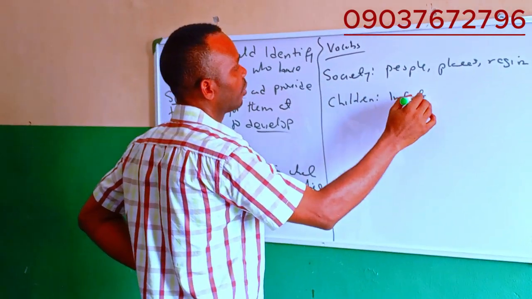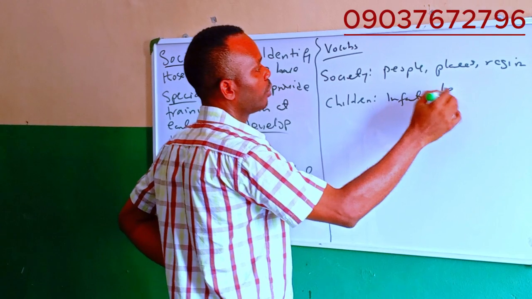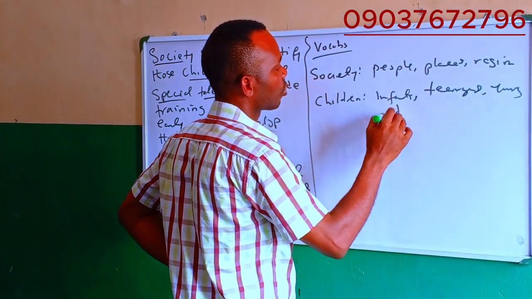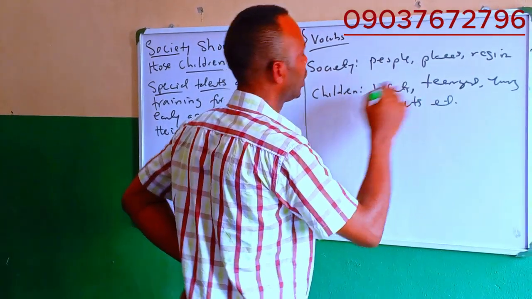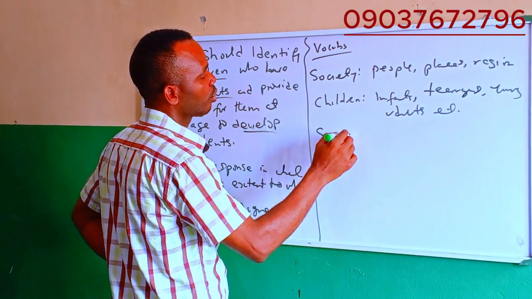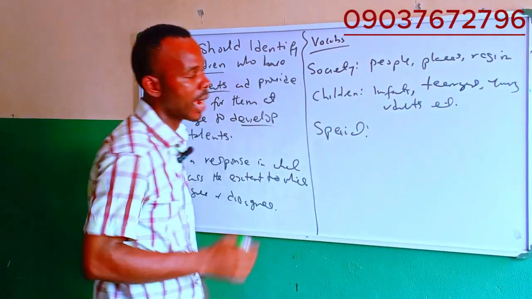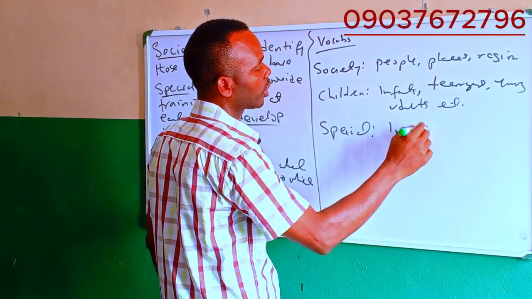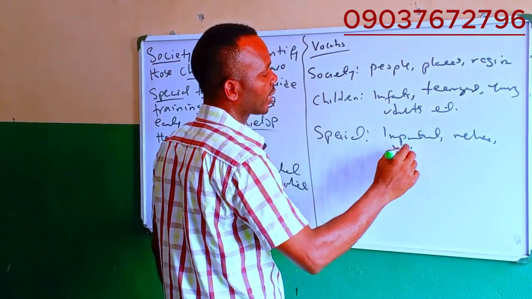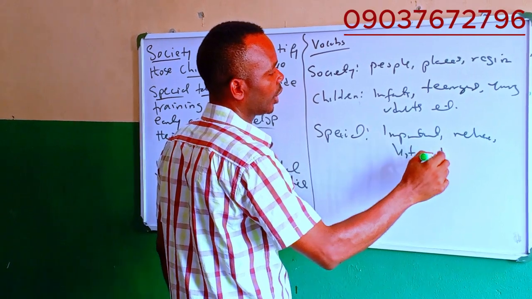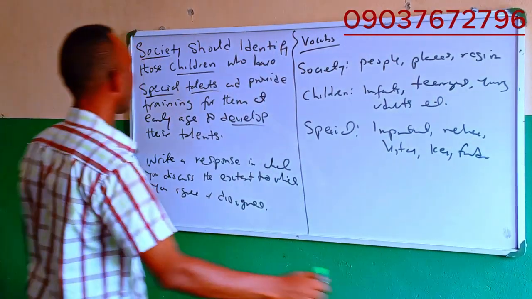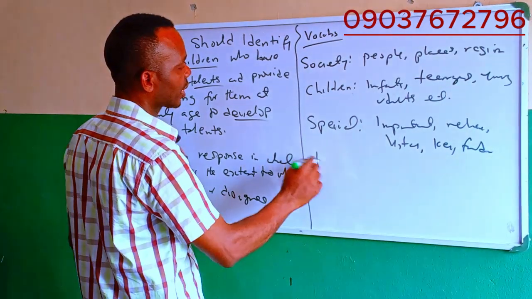Under children, I may put infants, teenagers, young adults, etc. The next word I can see is special. You write the words that come to your mind: special, important, relevant, vital, key, fundamental, etc. I can see another word called talent.